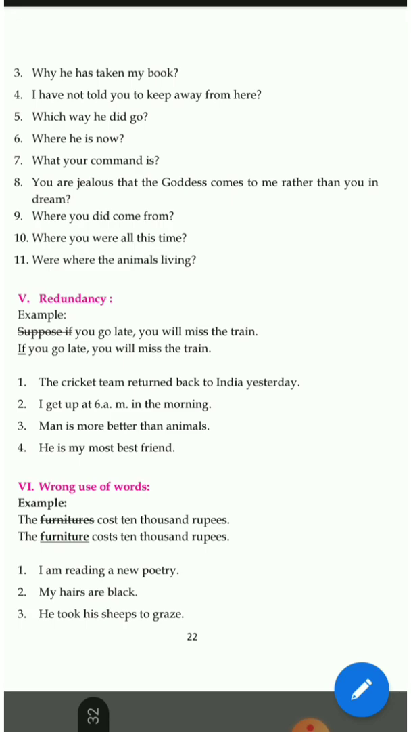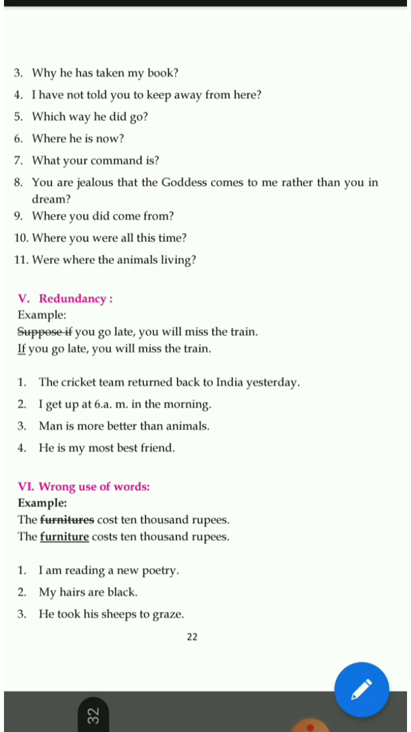Next one. Which way he did go? Which way comes together, and then there should be a helping verb. That is did. So it becomes: which way did he go? Next one. Where he is now. So it has to be: where is he now? Next one. What your command is. What is your command?